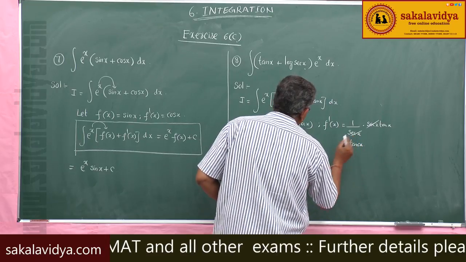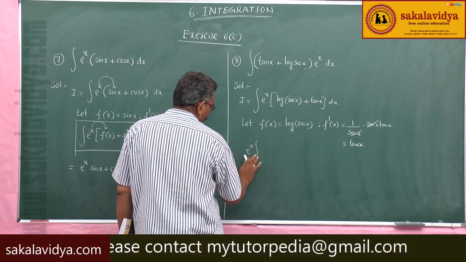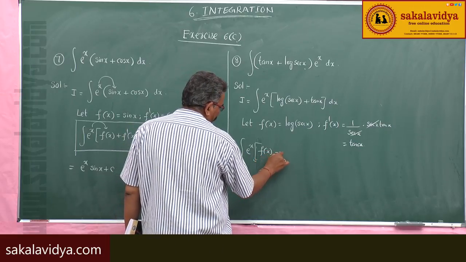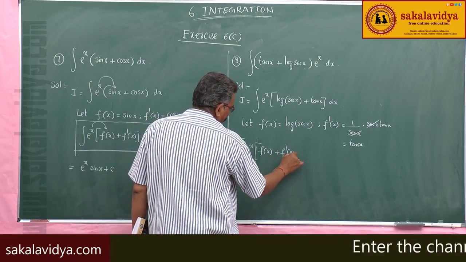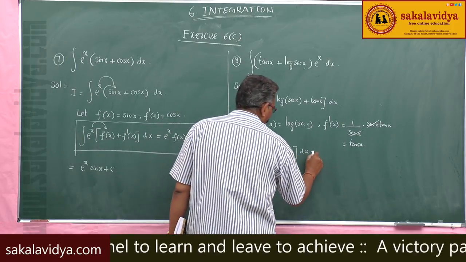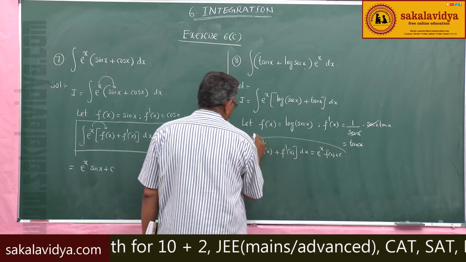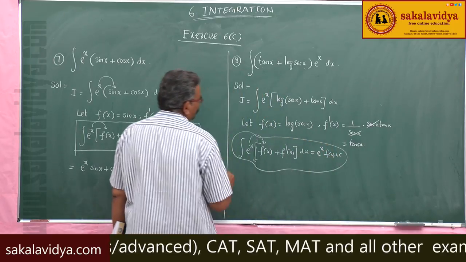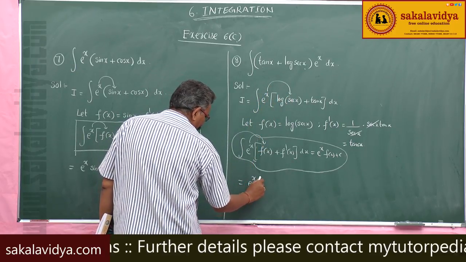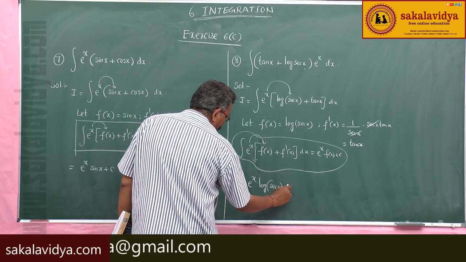Now, so this is integral e power x into f of x plus f dash x dx. So this is e power x f of x plus constant of integration. So using this formula, this is e power x into log secant x plus constant of integration.